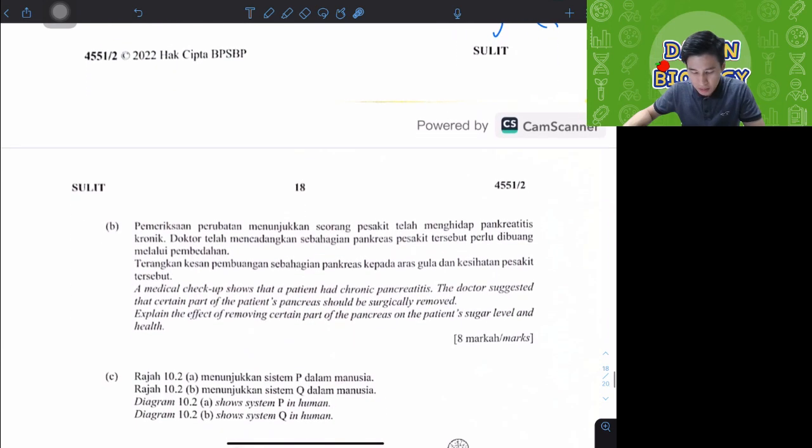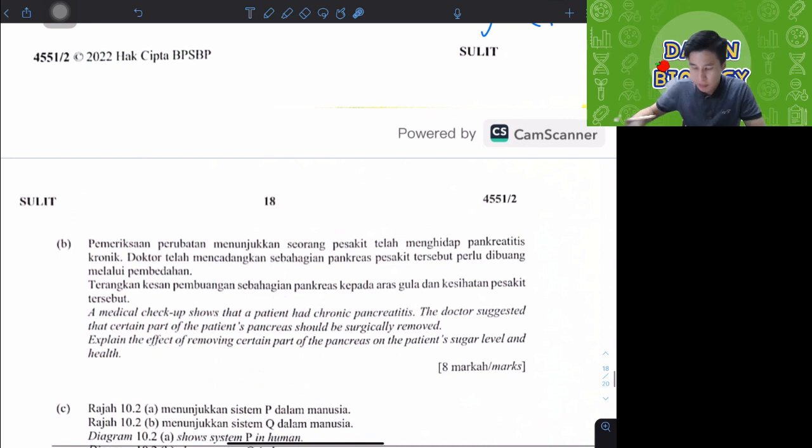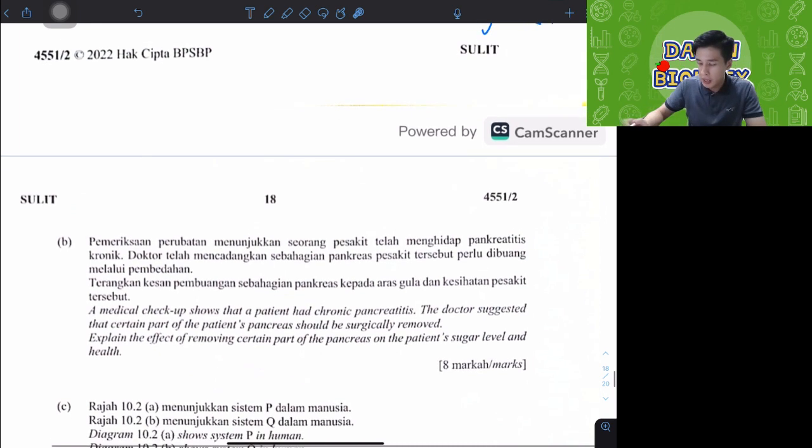Next. They say a medical checkup shows that a patient had chronic pancreatitis, meaning it's a disease related to the pancreas. They say the doctor suggested a certain part of the patient's pancreas should be surgically removed. Explain the effect of removing a certain part of the pancreas on the patient's sugar level and health.